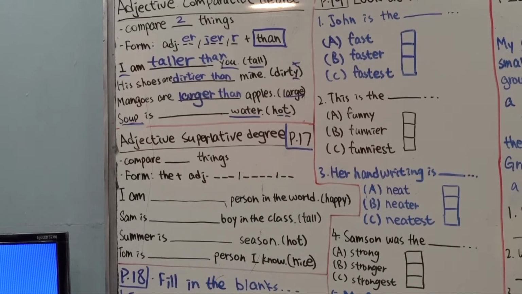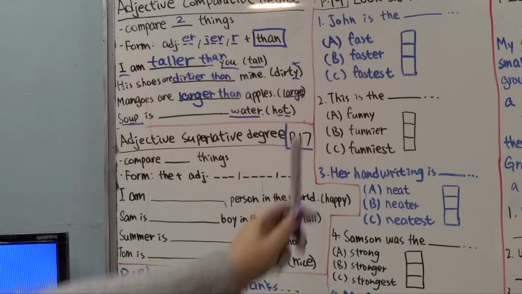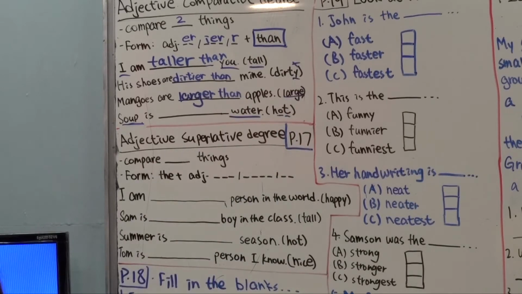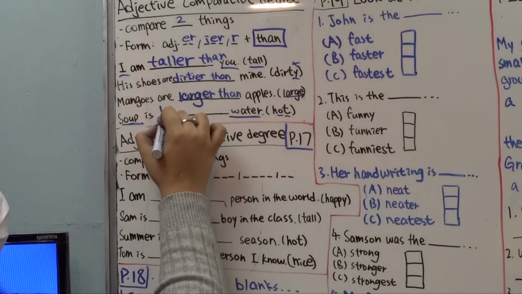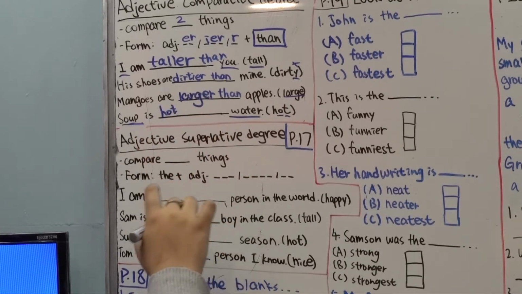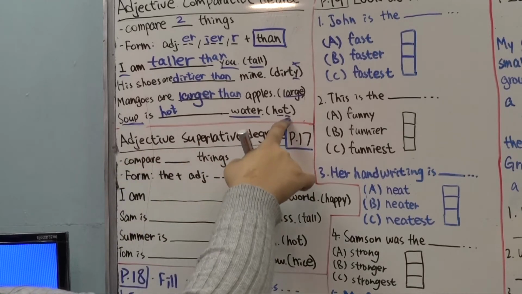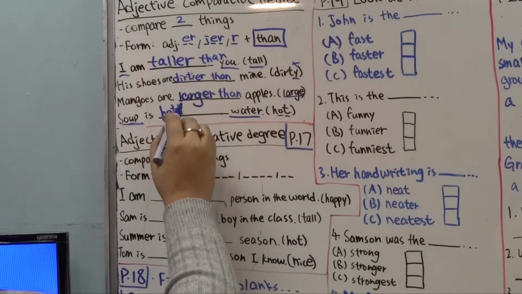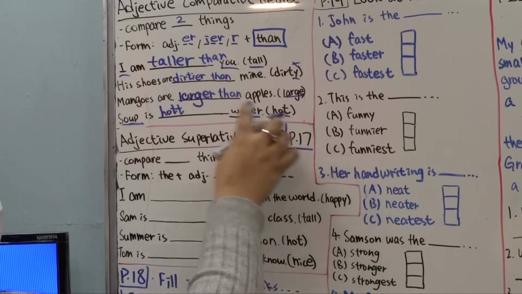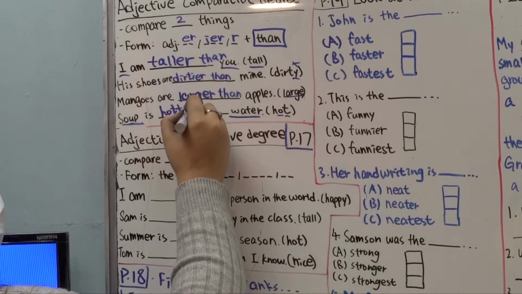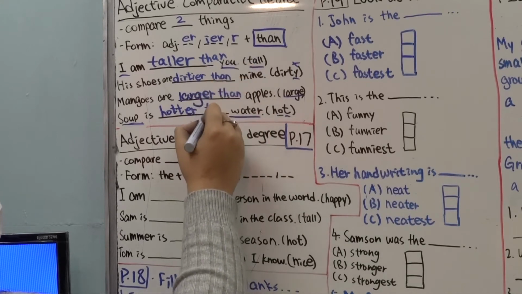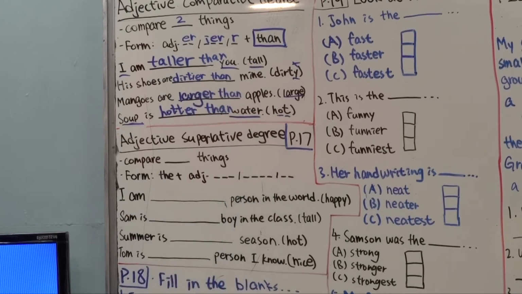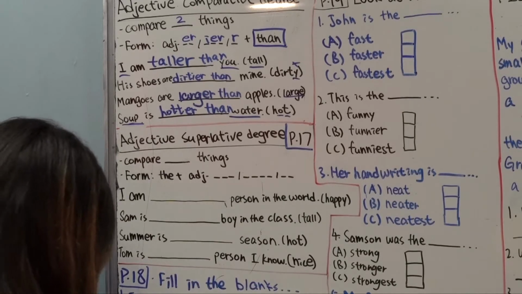So soup is hotter than water. How do we spell hotter here? What do we have to do if it ends with a vowel and a consonant? We have to double the last consonant, okay, and then we add ER. Hotter than. Understand, everyone? I hope you understand.